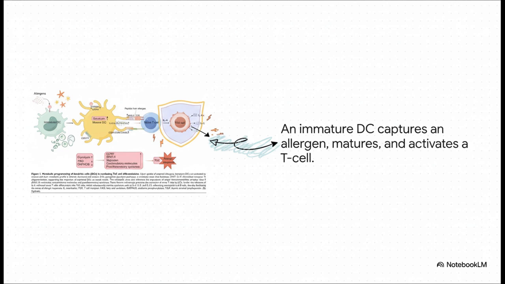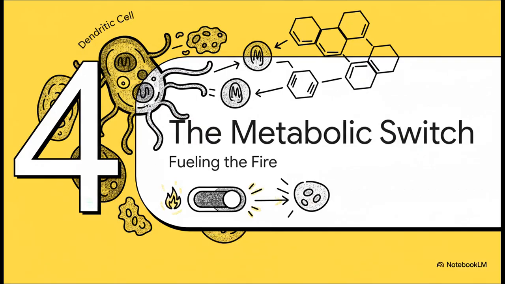This is the enemy. I need you to become a very specific kind of soldier, a Th2 type fighter. And that Th2 cell is what goes on to orchestrate the entire allergic mess we feel. The dendritic cell literally starts it all. So the billion-dollar question is, how does the dendritic cell decide to sound the alarm?